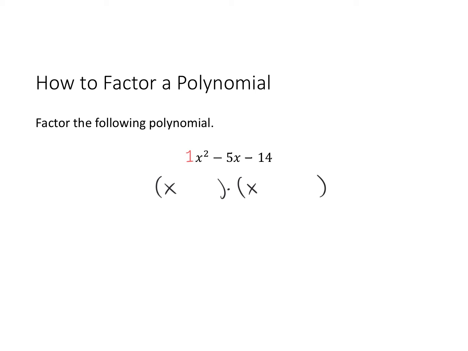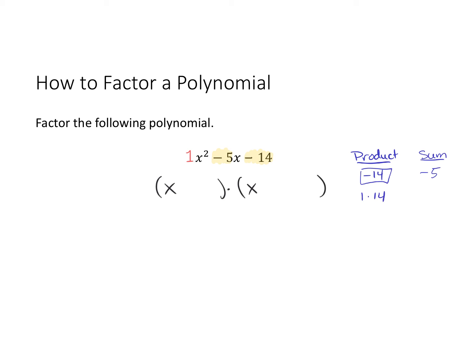And then just like before, we're going to take a look at the last term, which is negative 14, and the coefficient of the middle term, which is negative 5. So our goal is to try to find the factor pairs of negative 14. So what two numbers, when we multiply them together, give us a product of negative 14, but when we add those numbers together, give us a sum of negative 5?